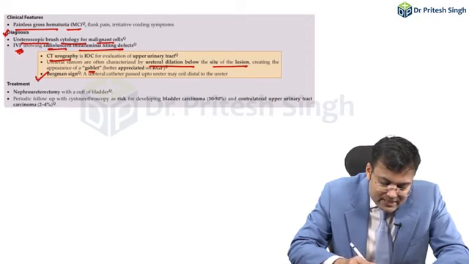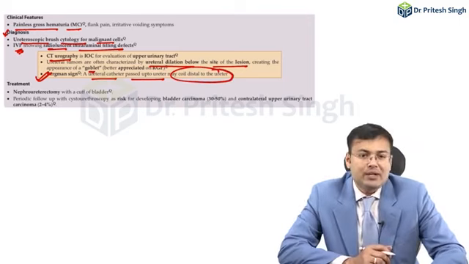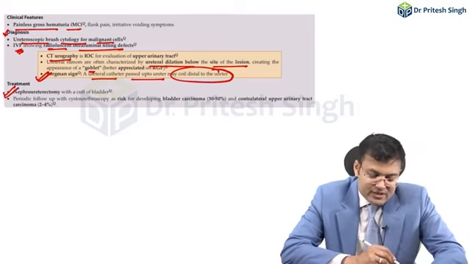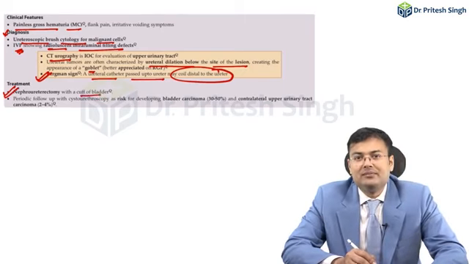And what is Bergman sign? I told you, when a ureteric catheter is passed up the ureter, it may coil distal to the lesion. So this is Bergman sign, and I told you the treatment of choice is nephroureterectomy with cuff of bladder.